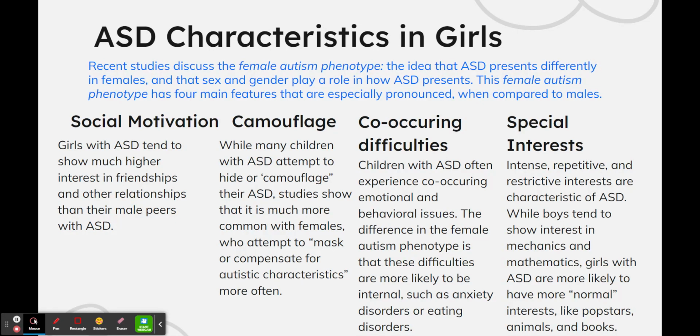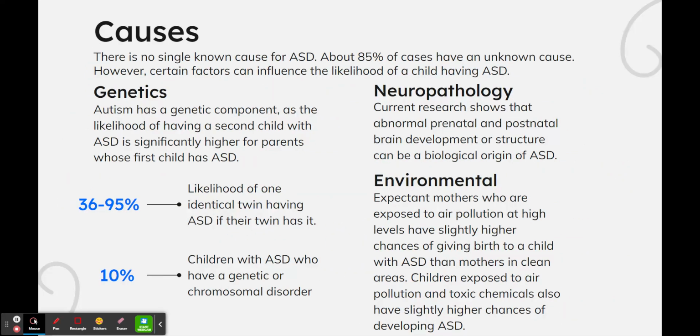And then their special interests. Across all of autism spectrum disorder, it is very common for intense and repetitive interests to be present. While boys tend to show interest in mechanics and mathematics, girls are more likely to have interests that are considered normal by educators and instructors, such as pop stars, animals, and books. It's also worth noting that a lot of these interests come from social influence and their peers.